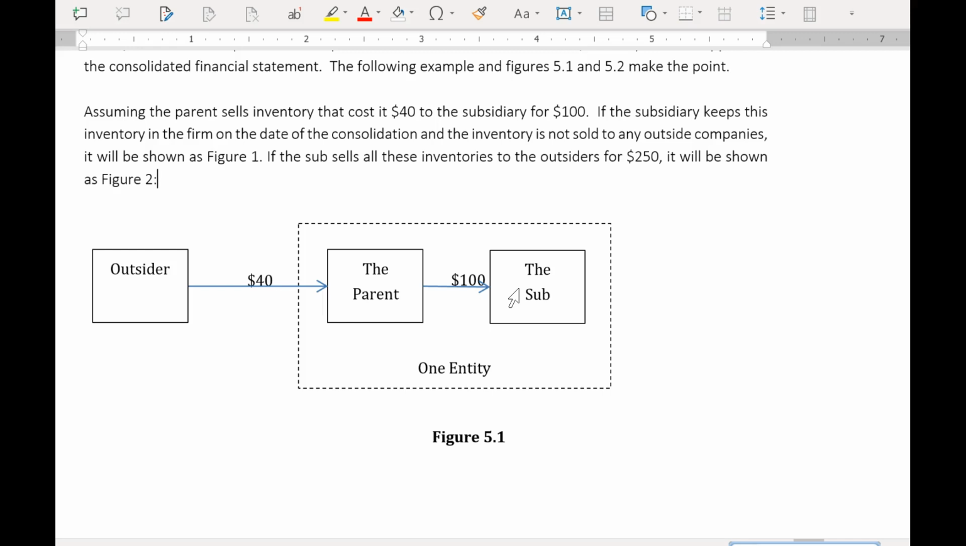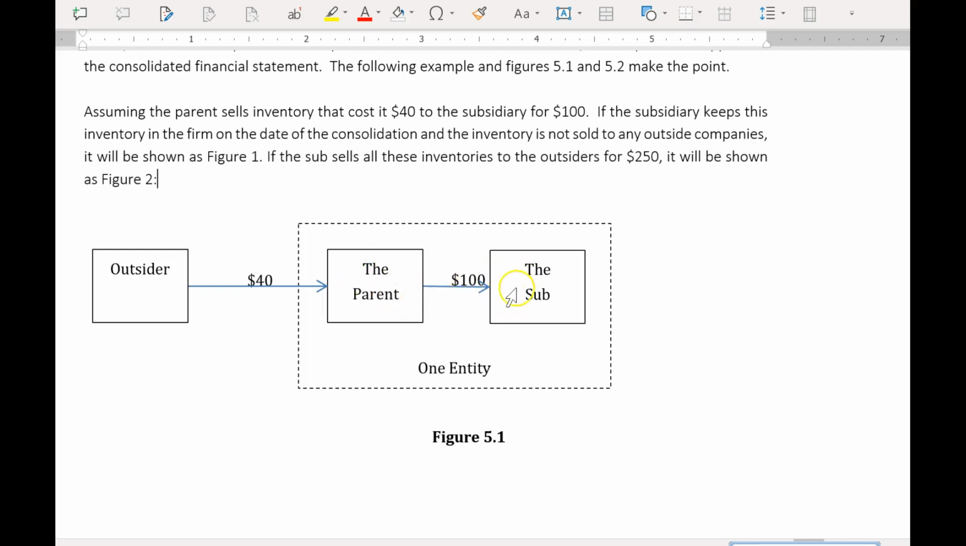I'll give you a more extreme example. If we don't ignore this transaction when we consolidate, there could be an extreme case where the parent got this inventory for $40, but sells it to the subsidiary for $1 million. You can see $1 million minus $40 is a huge gross profit that would affect the parent's income statement. If we don't eliminate the impact of this gross profit, you may mislead outside investors, letting them think the parent made a lot of money. But the parent actually didn't, because the parent is only transferring some inventory, or even useless goods, to the subsidiary, because it has the voting control over the subsidiary.